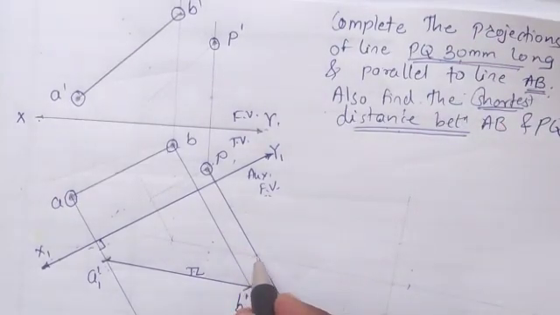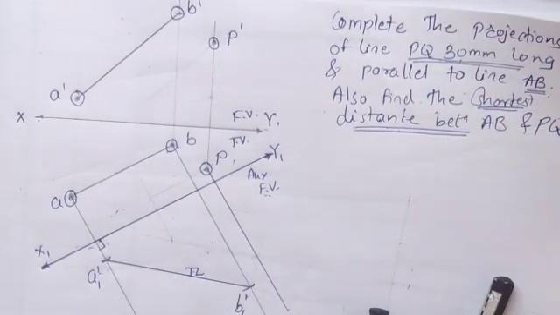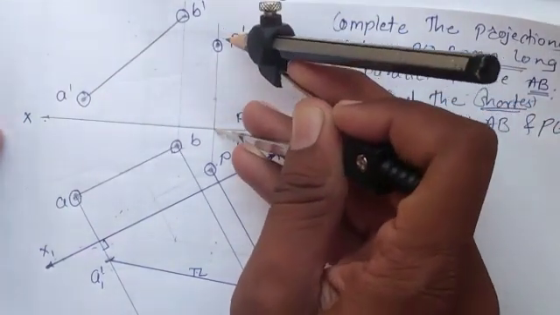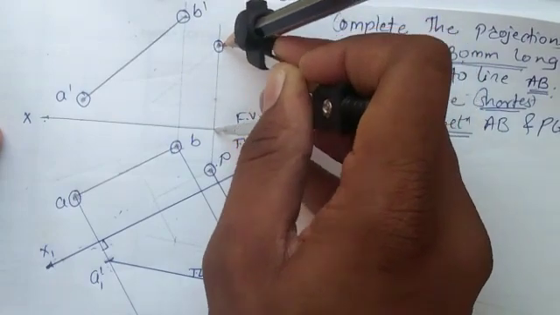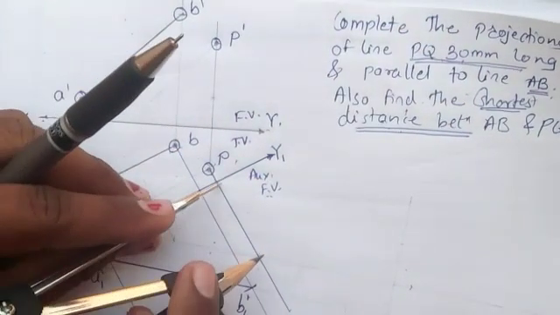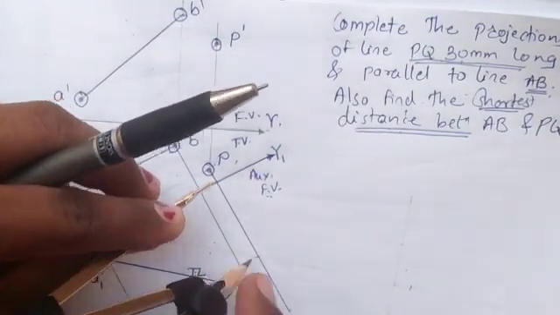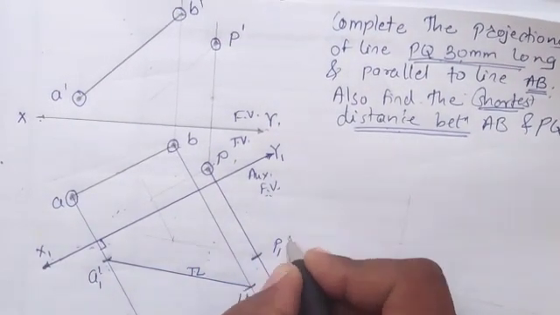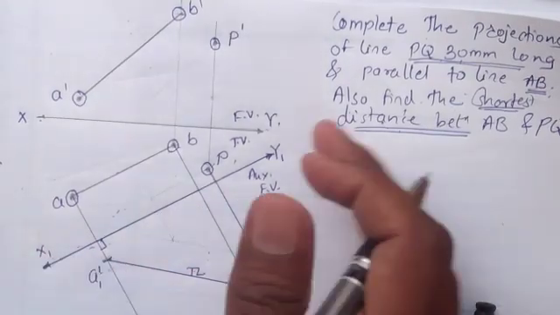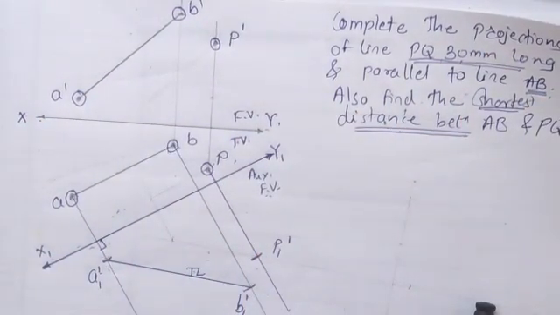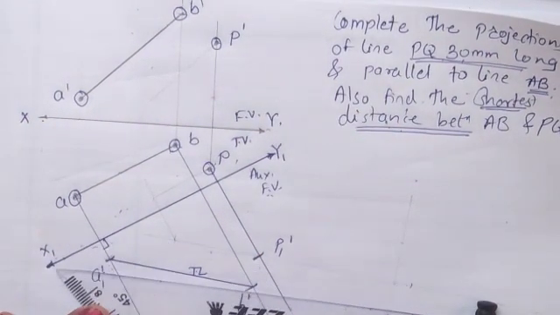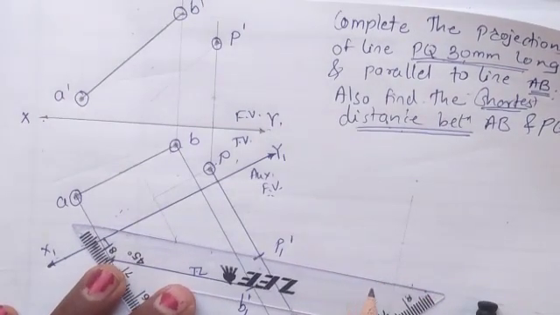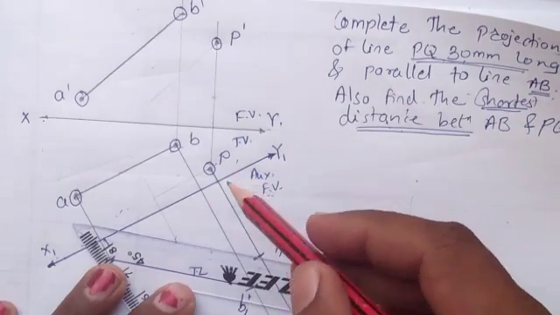So first transfer point P now. How to transfer point P? Take the distance of point P from XY and mark it here from x1 y1. So this is point P1 dash. Now in this view, line PQ will be parallel to line AB. So construct a line from point P which will be parallel to line AB.